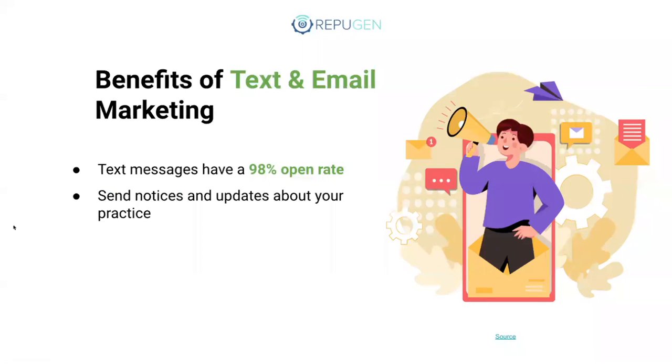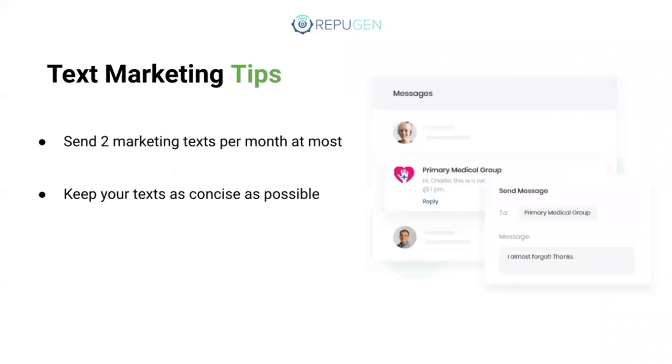So for some text marketing tips, don't overwhelm your patients with too many texts. If you want to run a marketing campaign by texting your patients, you want to limit the number of texts you send, as sending too many can result in them unsubscribing from your text messages, and then they'll be out of the loop. Instead, you'll want to aim for at most 2 texts per month for your marketing campaigns.